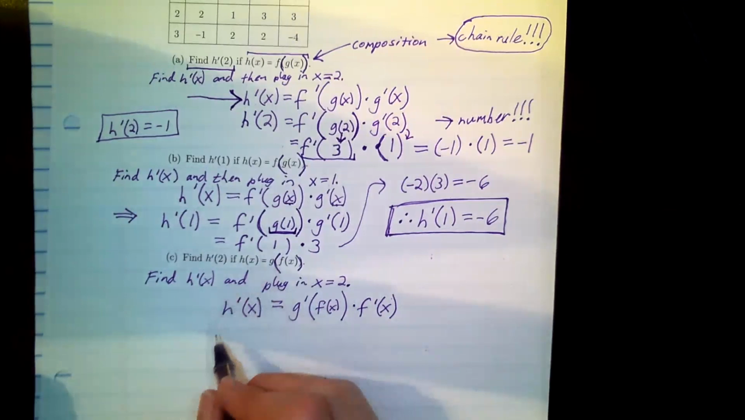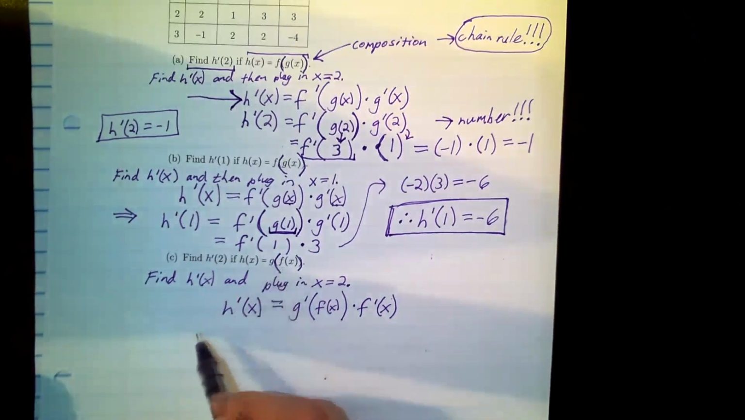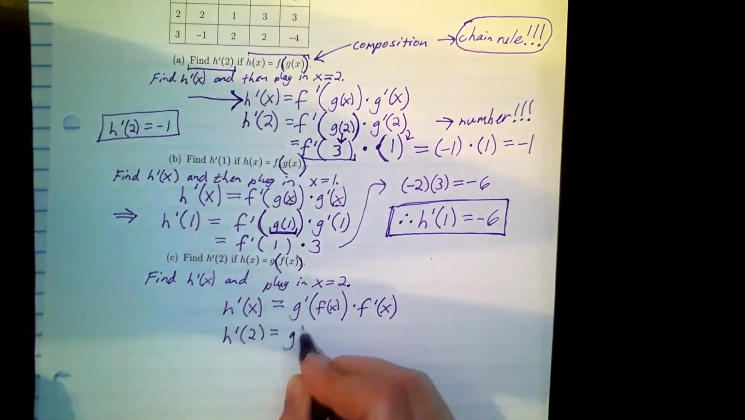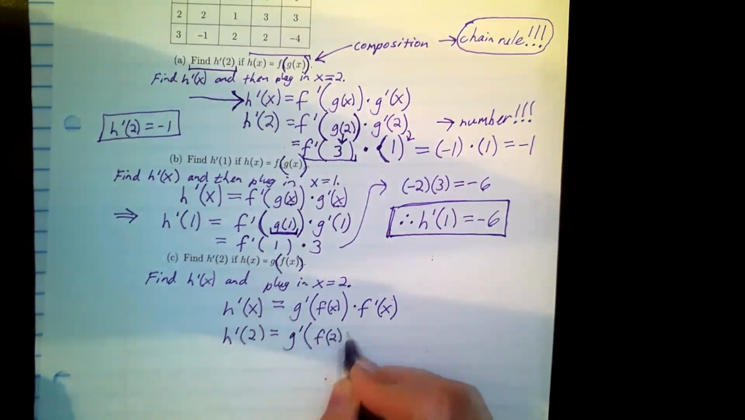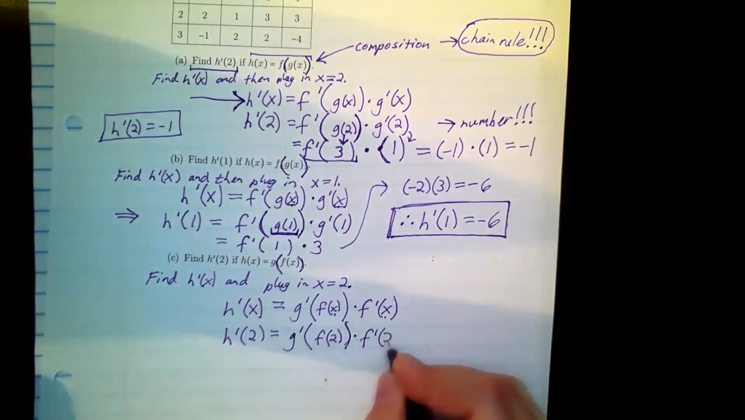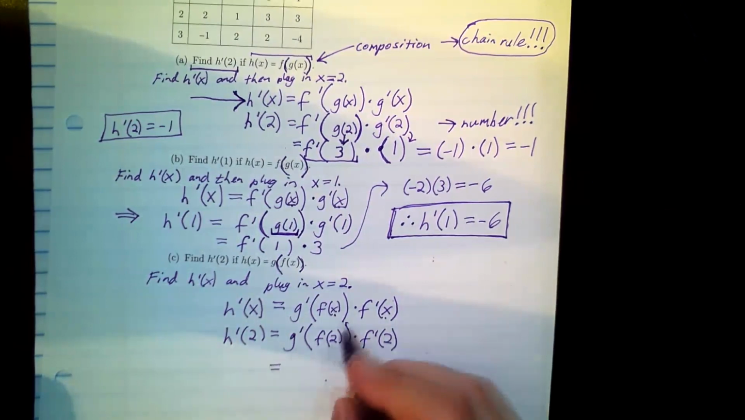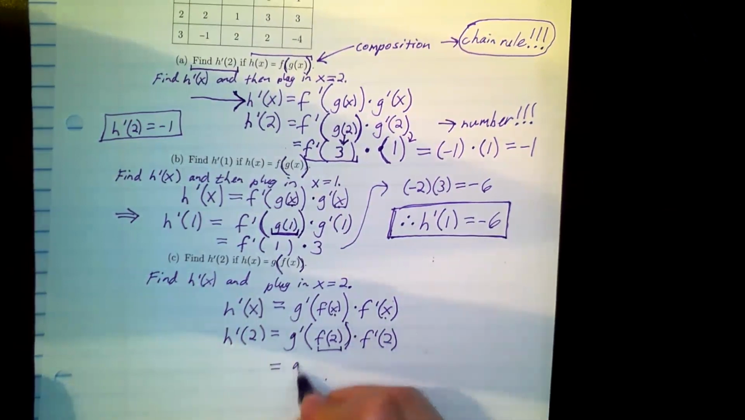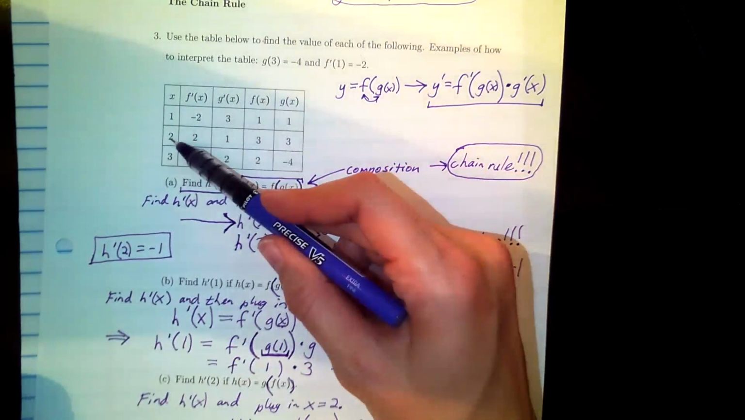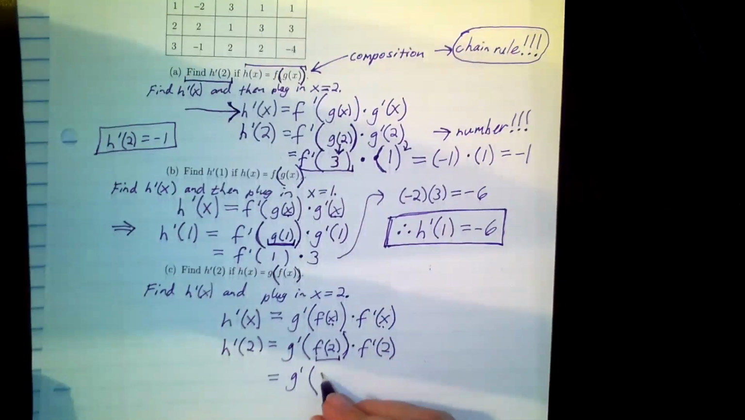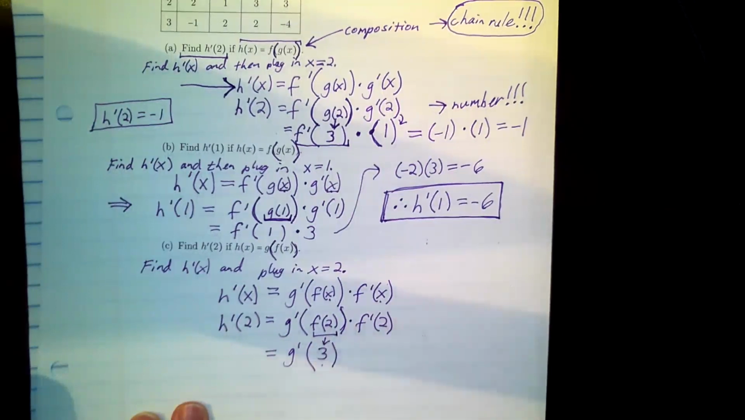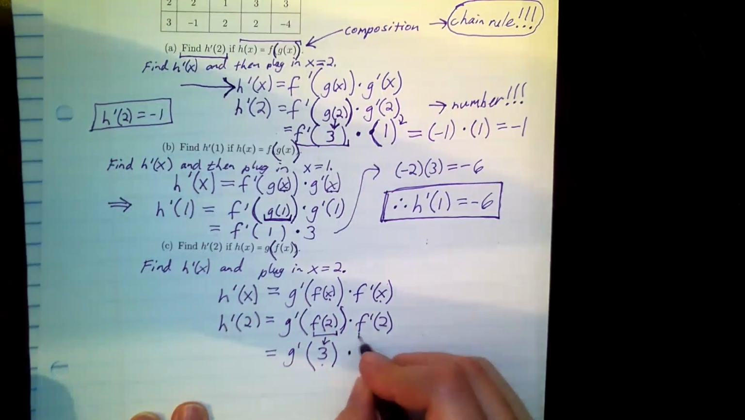So now that we've got the switched chain rule formula, because my g and f were switched, now I plug in my 2. H prime of 2 becomes g prime of f of 2. So everywhere you see x, plug in 2. Times f prime of 2. Now let's start finding values. What is f of 2? We look at our table for that. Let's go to the f column. F of 2 is 3. So instead of g prime of f of 2, that becomes g prime of 3, because that's what f of 2 equals. While we're at it, let's find f prime of 2.